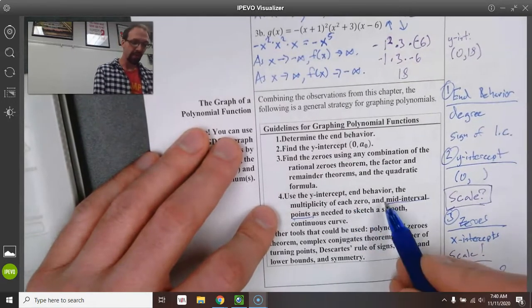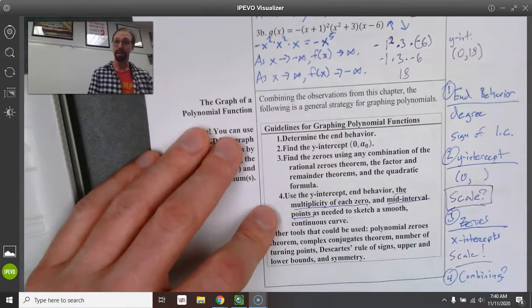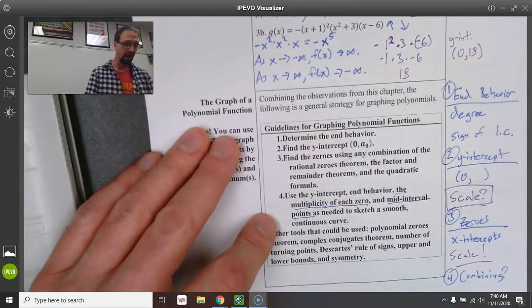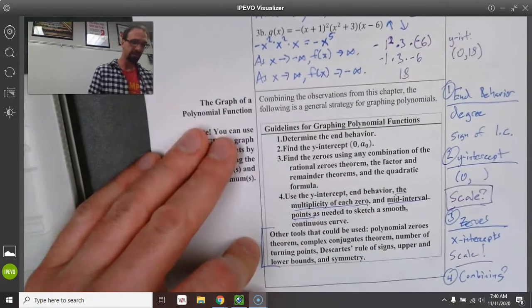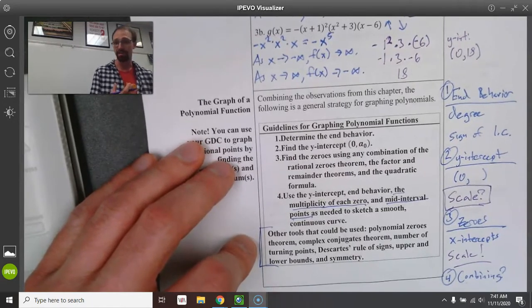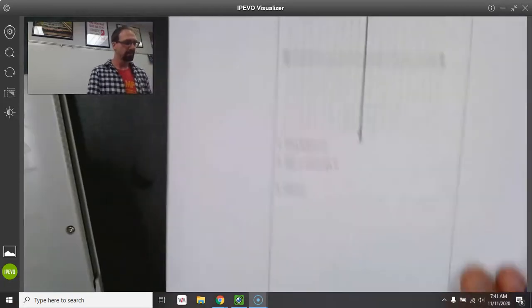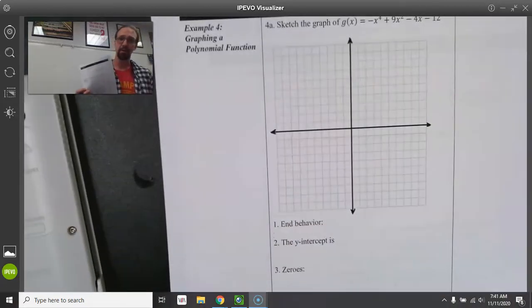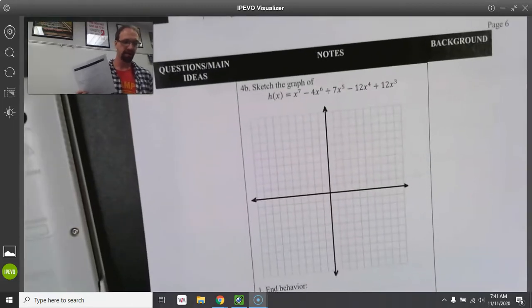Notice that we're also talking about the multiplicity of each zero. You can tell if the graph is going to bounce or cross using that information. Down here it talks about other tools to be used. These are other things that we've talked about that can help you figure out the shape of the graph or going through and actually graphing it. In the next example, we'll go over graphing one of the examples here, and then another example as well.